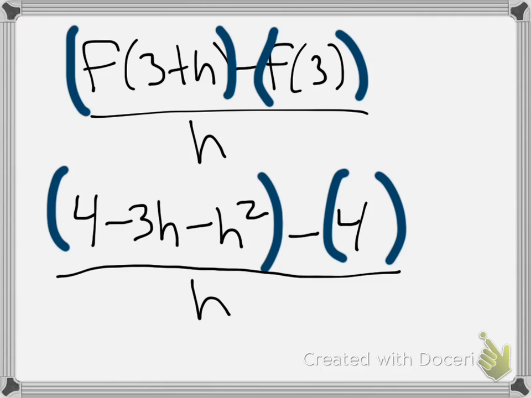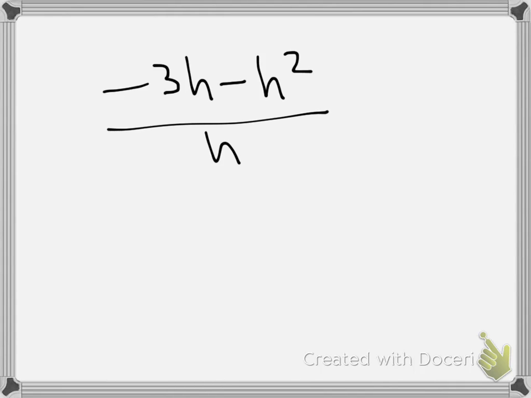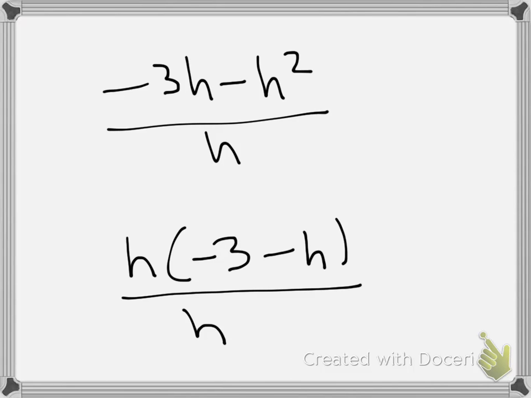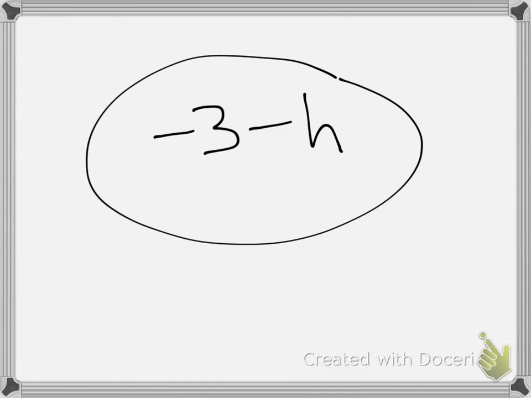So now to simplify, that is 4 minus 4 on the top, so those will cancel. So the numerator will be minus 3h minus h squared over h. That means I can factor an h from the top, which will then cancel with the denominator. And I'm left with the answer, minus 3 minus h. So that is simplified as much as possible, and so that is your final answer for this problem.